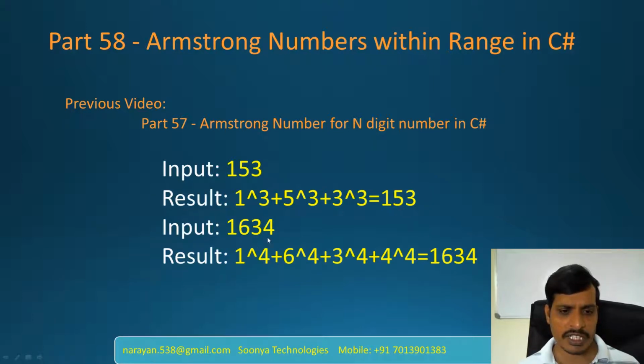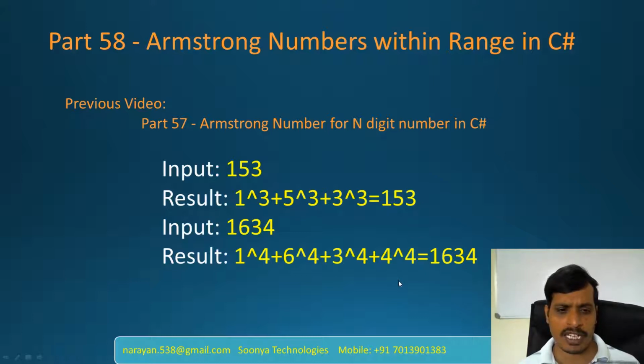Here we have 1634. It contains 4 digits: 1, 6, 3, 4. Sum of the fourth powers of individual digits: 1 power 4 plus 6 power 4 plus 3 power 4 plus 4 power 4 equals 1634. Here 1634 is an Armstrong number.